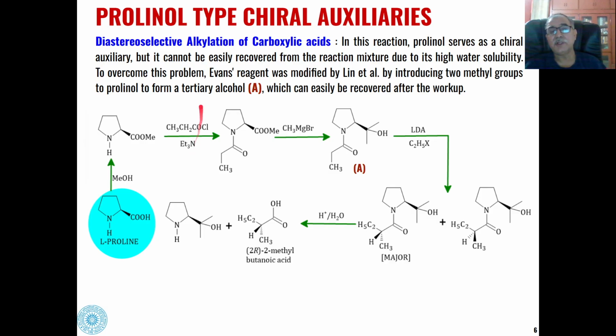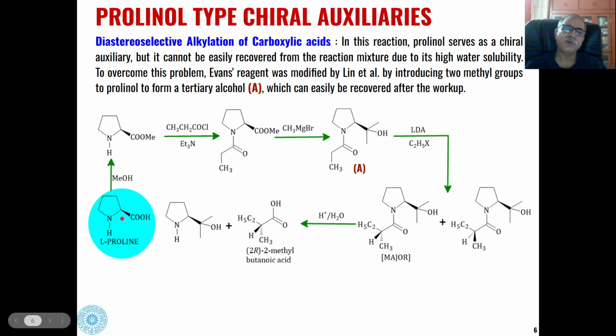Then another method for alkylation of carboxylic acid is that we can use different types of chiral prolinol auxiliaries. So basically for using different prolinol based chiral auxiliaries, because the chiral auxiliary which we have seen in the previous method cannot be easily recovered from the reaction mixture because it is highly soluble in water. So to overcome this problem, a new type of chiral auxiliary is synthesized from L-proline.